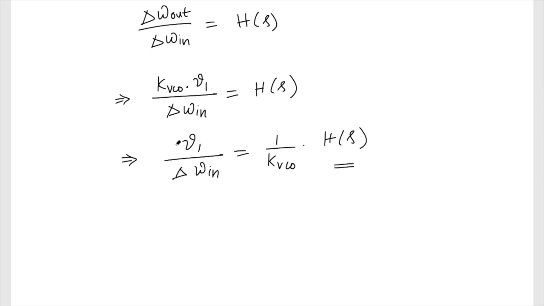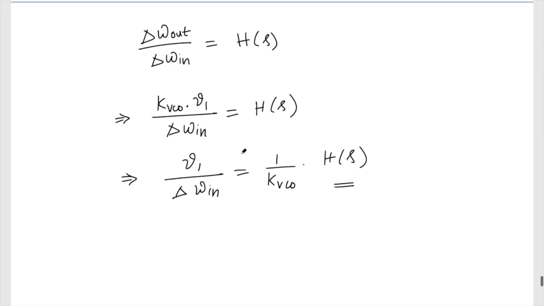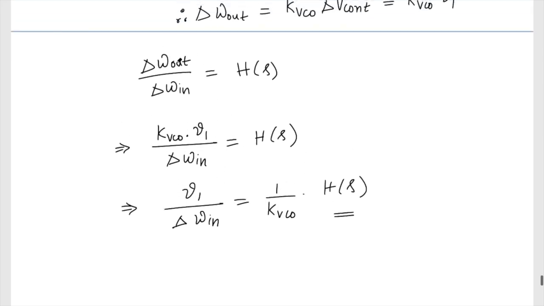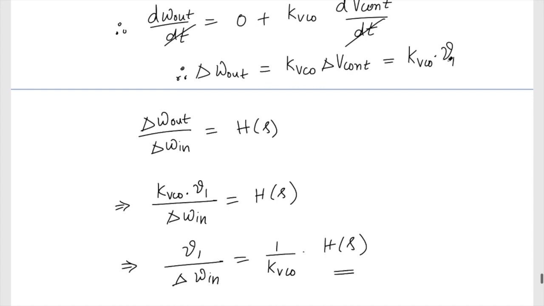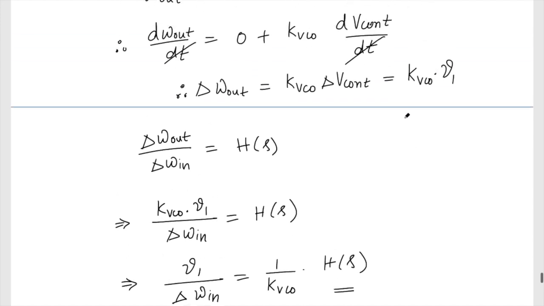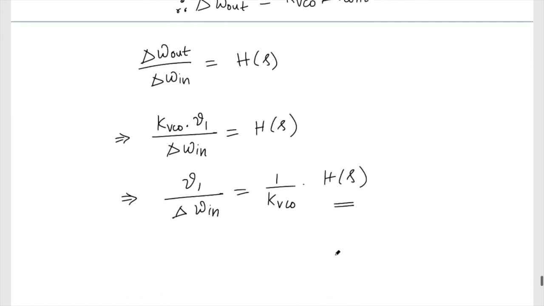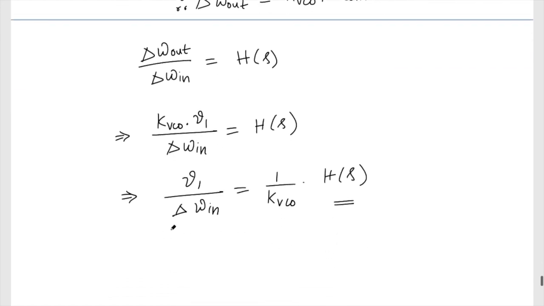Or what I can say is that by seeing V1, we know how omega out is changing, because the change in omega out is directly proportional to the change in V1. So just by seeing the change in the control voltage, we can say how the frequency is changing. This is the reason when we are analyzing the PLL, we just see the change in the control voltage.